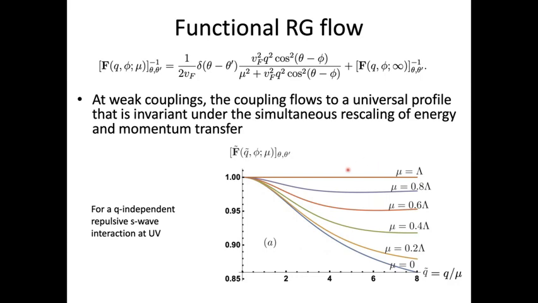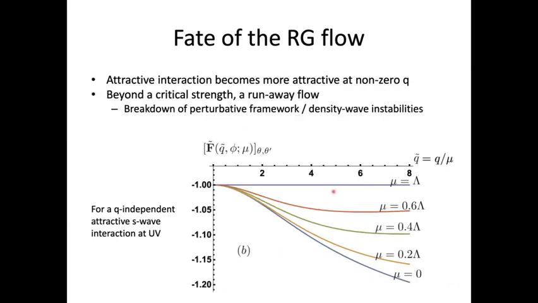This is when the UV interaction is repulsive. When the UV interaction is attractive, say in the particle-hole channel, it becomes more attractive at non-zero momentum, although the strict forward scattering limit is not renormalized. Non-forward scattering channels get renormalized.